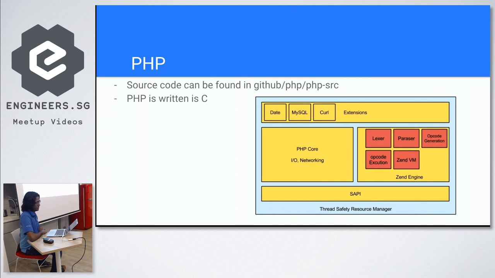Then there is something called the SAPI. SAPI is the Server API, Server Application Programming Interface, or something like that. I think it's server. I can't remember anymore. So SAPI is the one that connects PHP to the outside world. So if a request comes in, it goes through SAPI, typically. Then there are two parts, the PHP core, which has file, IO, networking, and things like that.